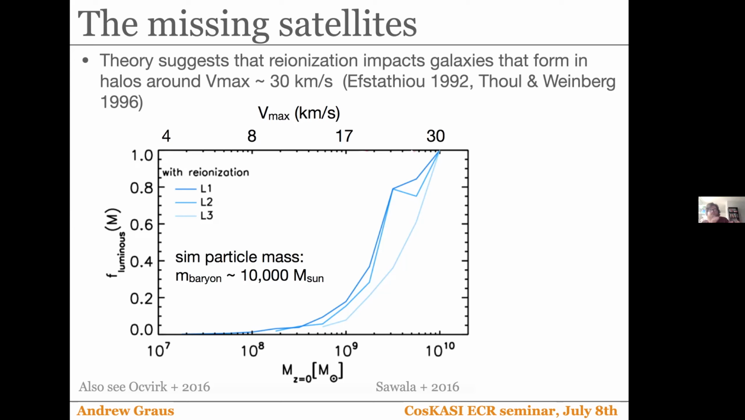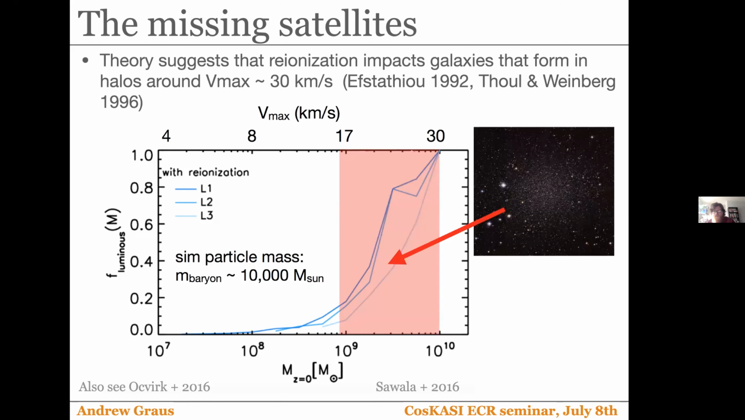And this matches with some back of the envelope calculations from the 90s about how this might happen, where reionization would start to impact these halos at around 30 kilometers per second. And then in these simulations, by about 10 to the 8, or maybe even 10 to the 9 in halo mass, you would expect all the subhalos to be completely dark. But what's interesting is there's this sort of middle region where you're not fully luminous, but you're not completely dark, where you would expect some halos to form galaxies, but those galaxies would be heavily affected by reionization.